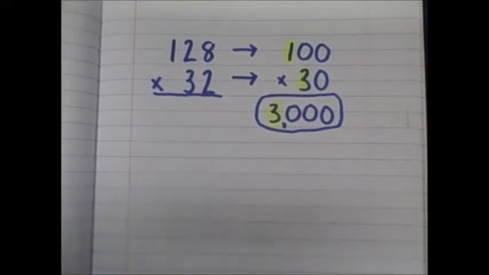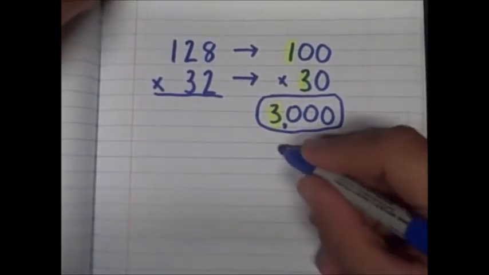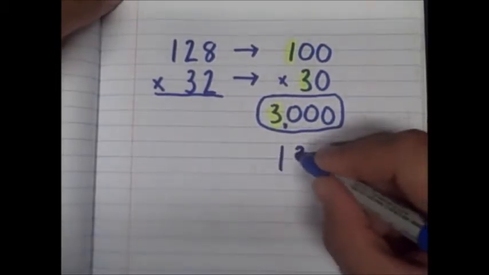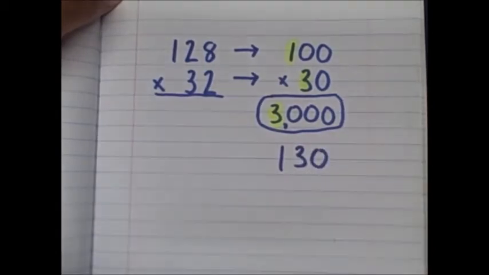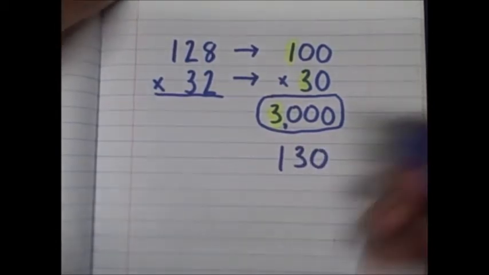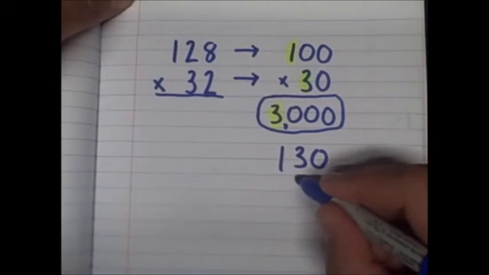Now, is that the only way to do it? Absolutely not. Some more advanced thinkers might look at it this way and say, well, why don't I round each of the factors to the nearest 10? If that was the case, 128 would round to 130. 32 would still round down to 30.